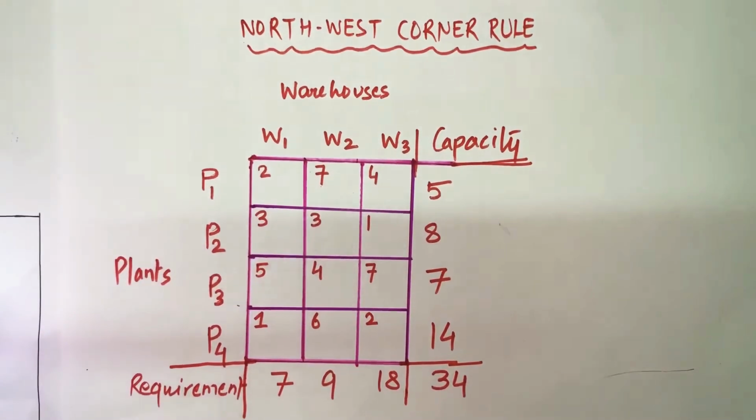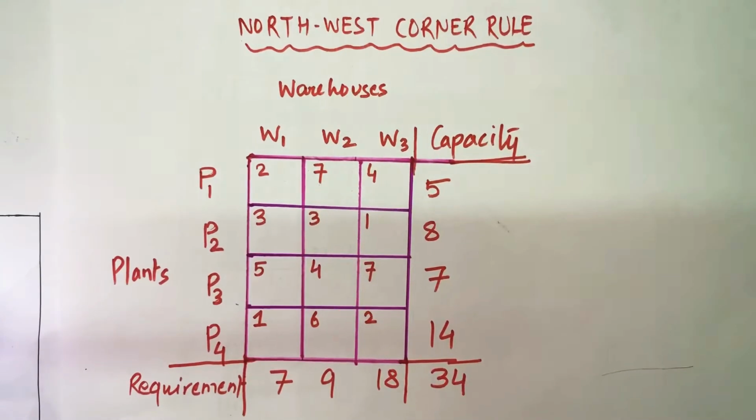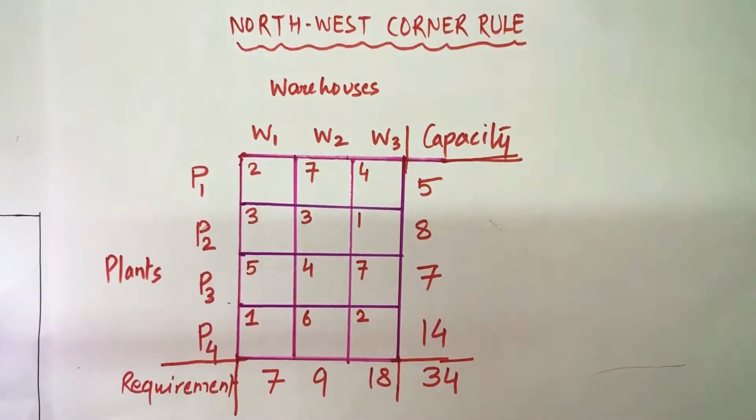Hello everyone, in this video I'll be talking about the solution of the transportation problem by using the northwest corner rule. I have already posted videos about Vogel's approximation method and the optimal solution, but this is one of the methods of solving the transportation problem. I am going to continue solving this particular problem by three different methods. First, I'll be solving it by the northwest corner rule, which I'm going to discuss right here.